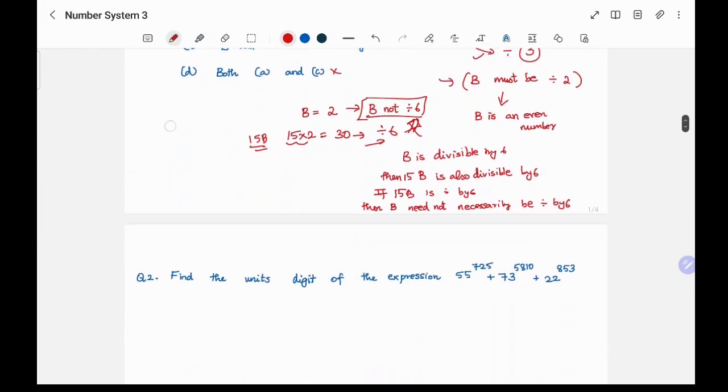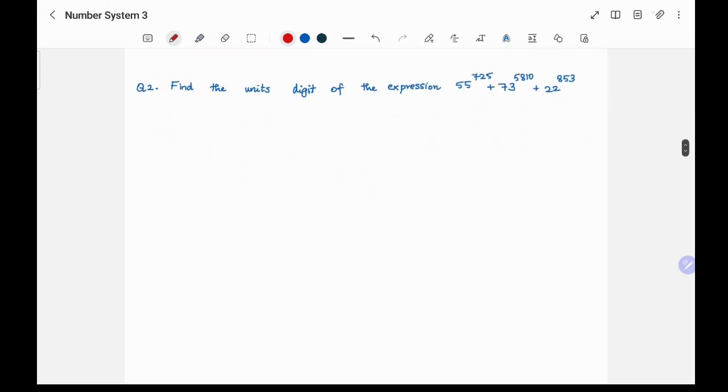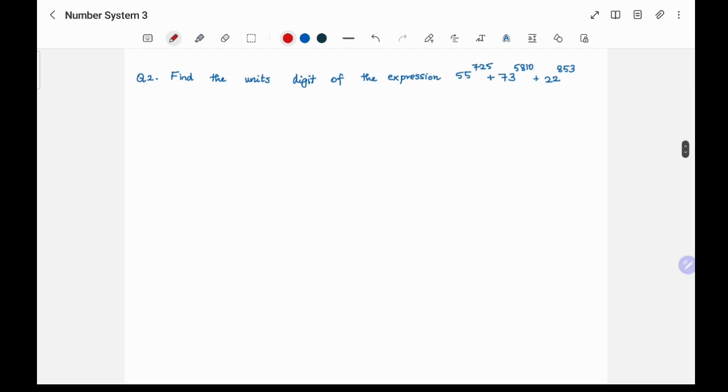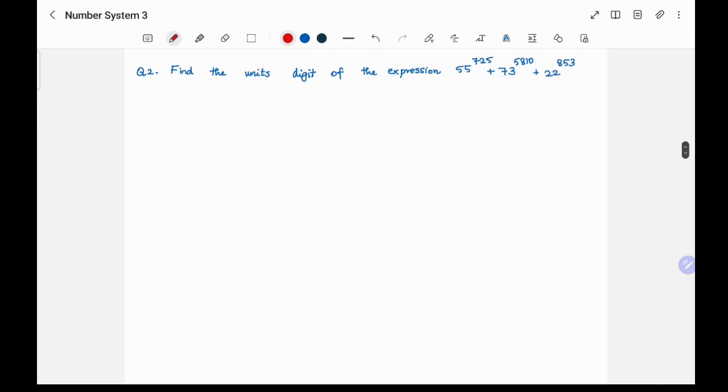Okay, let's go to the second question. Find the units digit of the expression 55 power 725, 73 power 5810 plus 22 power 853. Wow, it looks like such a huge number, right? But we already know from the remainder theorem, even this big number can be simplified and it is fairly simple to solve this kind of questions. It only takes some math work to do. Otherwise, it is very easy to solve.